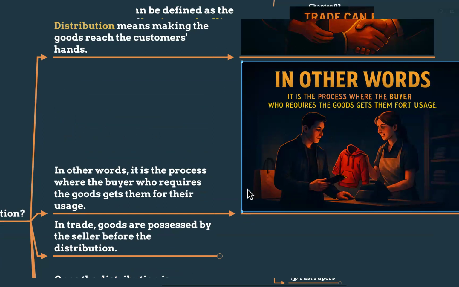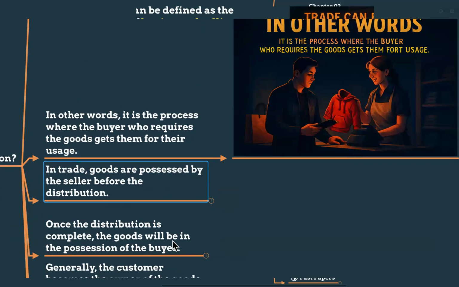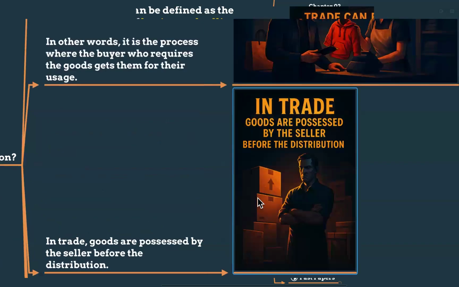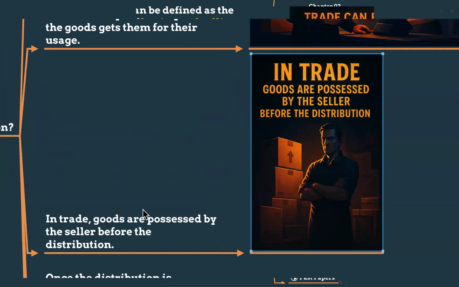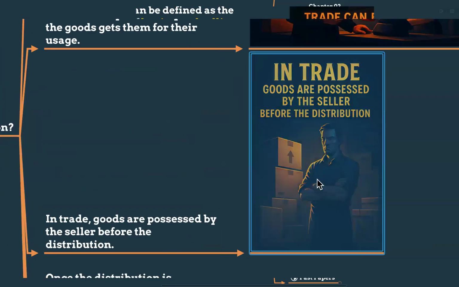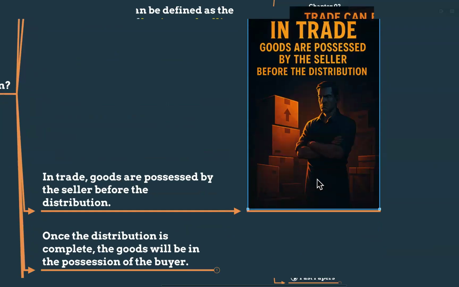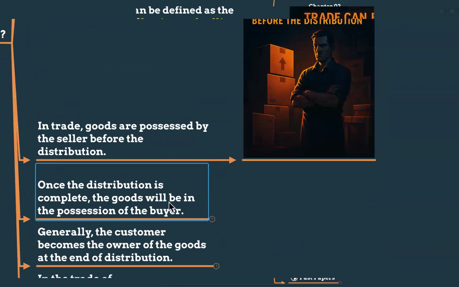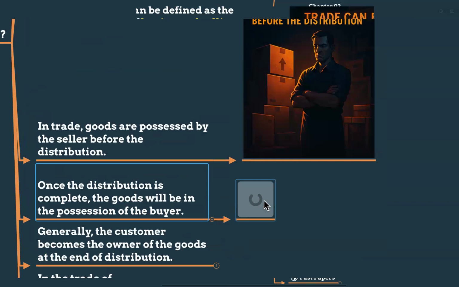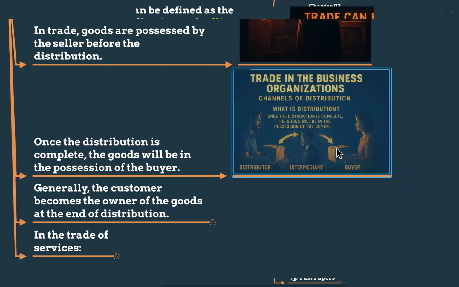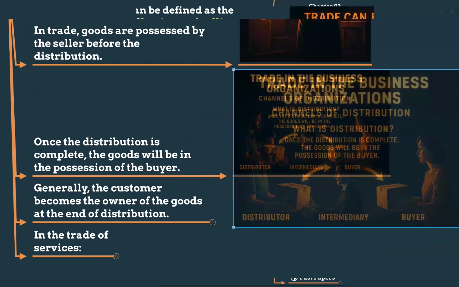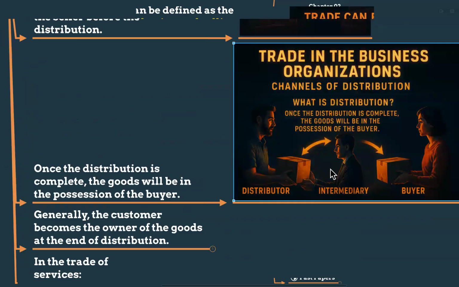So in trade, goods are possessed by the seller before the distribution. That is simple, right? So before distribution, the seller owns the goods. And after the distribution, right? Once the distribution is complete, the goods will be in the possession of the buyer. Then the buyer is going to be the owner. He will get the title of those goods. The buyer will own the goods after that.